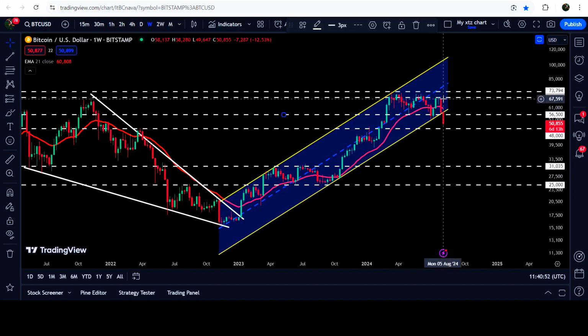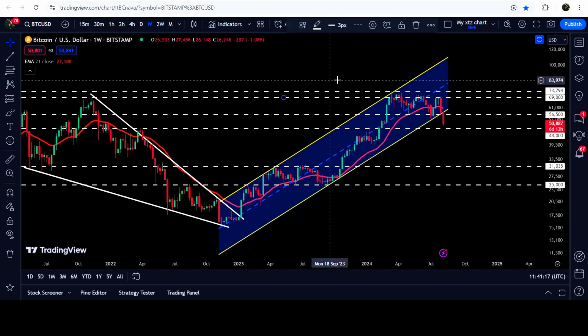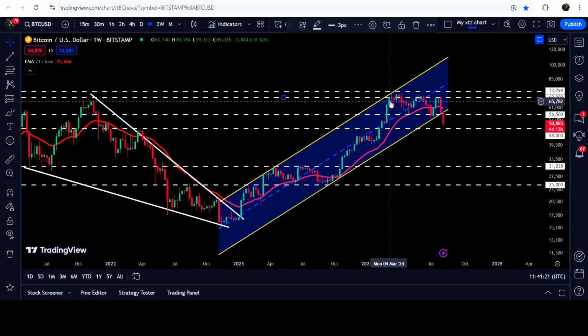It again worked as a support here in the month of July 2024. And again, we had a nice jump, but got rejected by this very long-term resistance that starts from $69,000 and goes to $73,794. By the way, this $69,000 resistance is coming from the month of November 2021, that was the highest price of the previous bull run. And this $73,794 is the highest price of the current bull run so far.